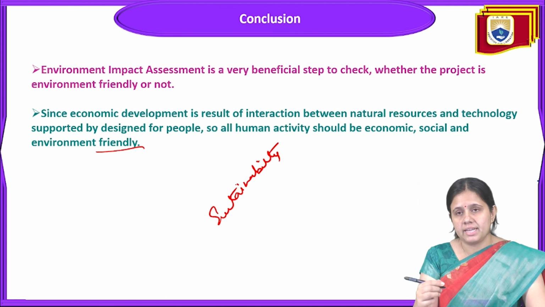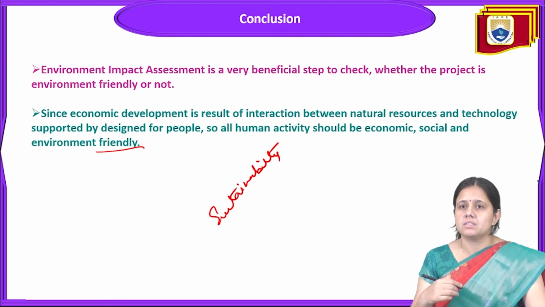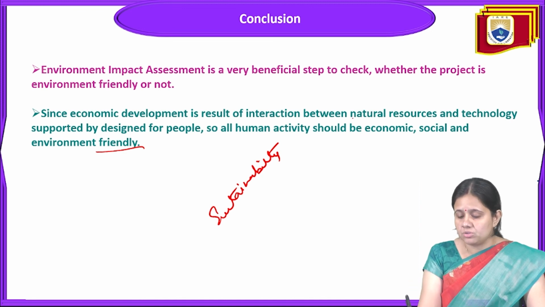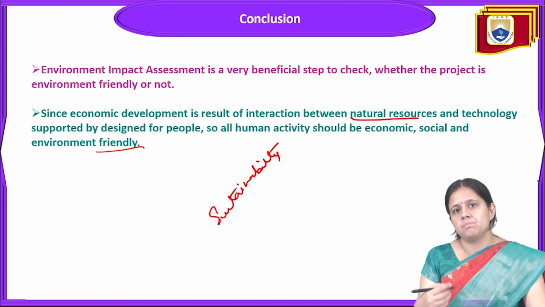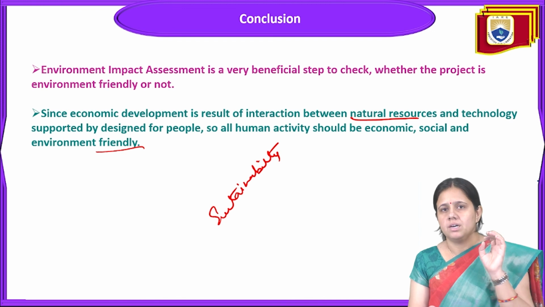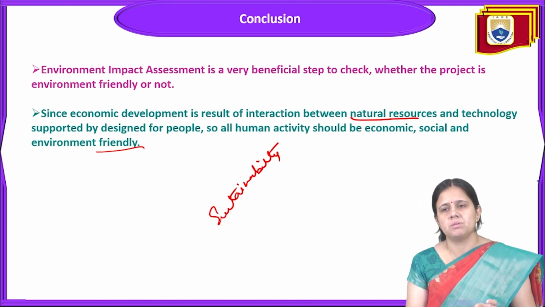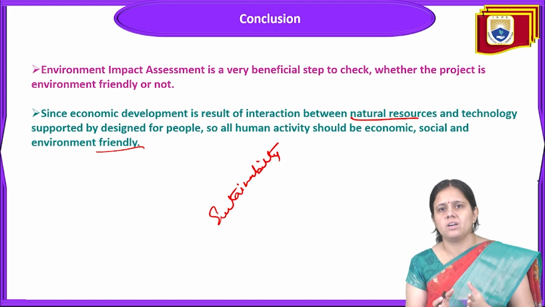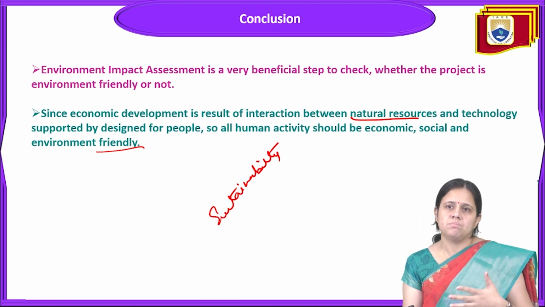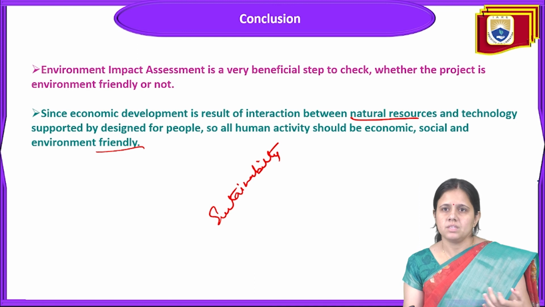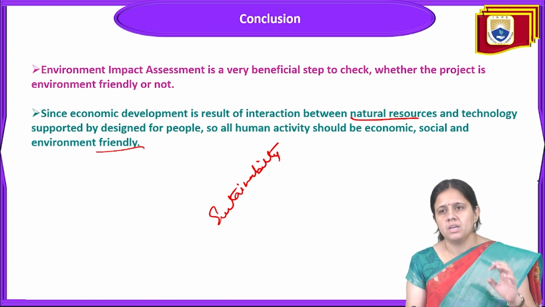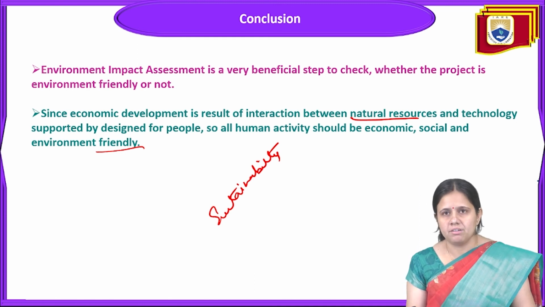Only then can we achieve sustainability, because economic development is a result of interaction between natural resources and technology supported by design for people. Economic development can only be achieved by the interaction between natural resources and technology. Only then can we achieve our development. And so all human activity should be economic, social, and environmentally friendly.